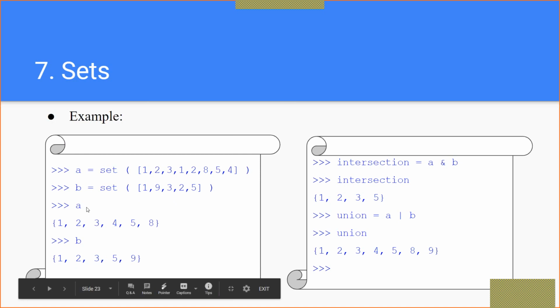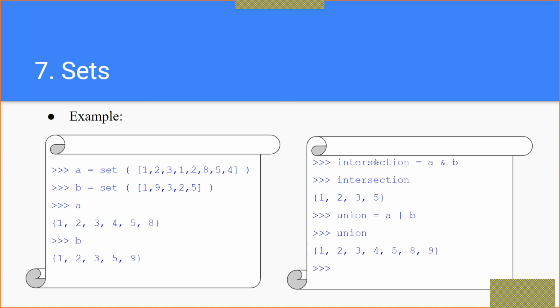So this is about the definition. Now we will see the intersection, union and all. You can see intersection is the variable. As I said, it uses AND.